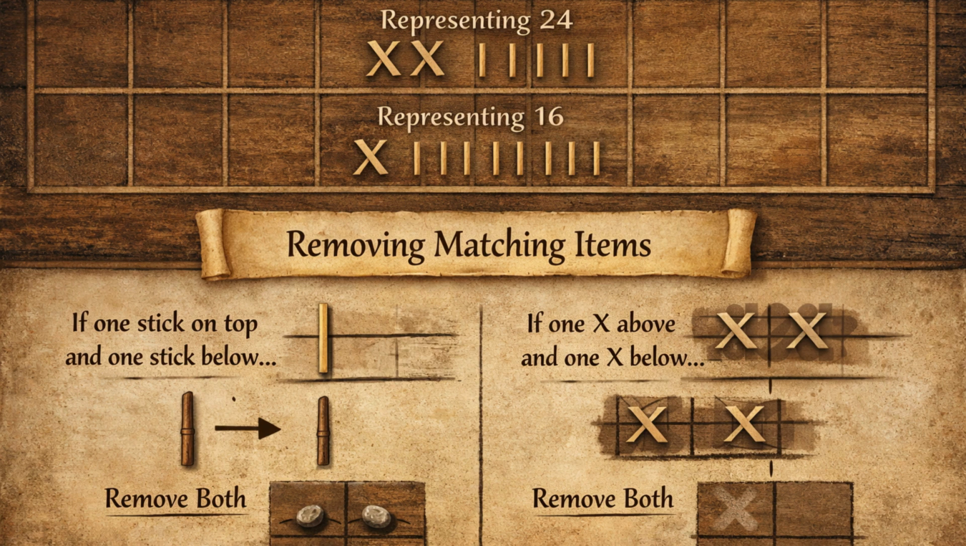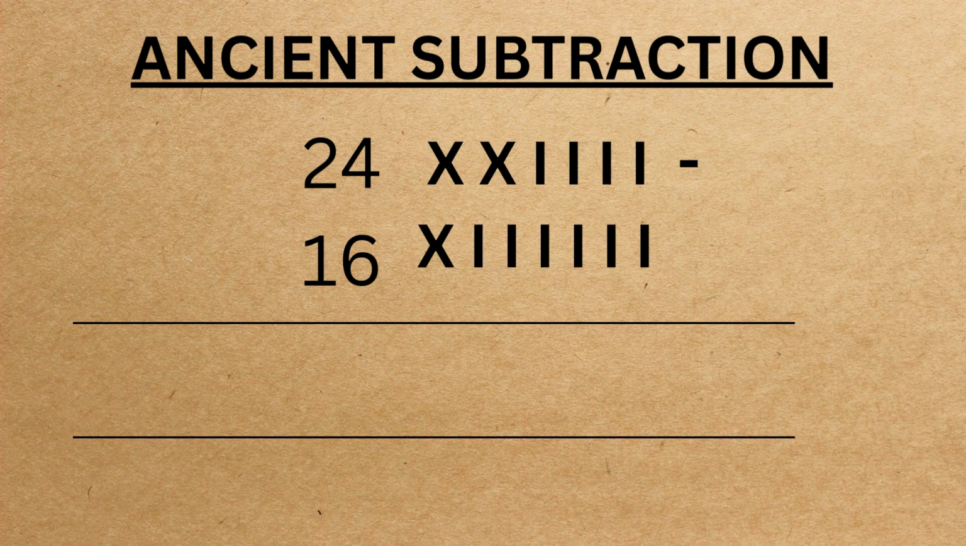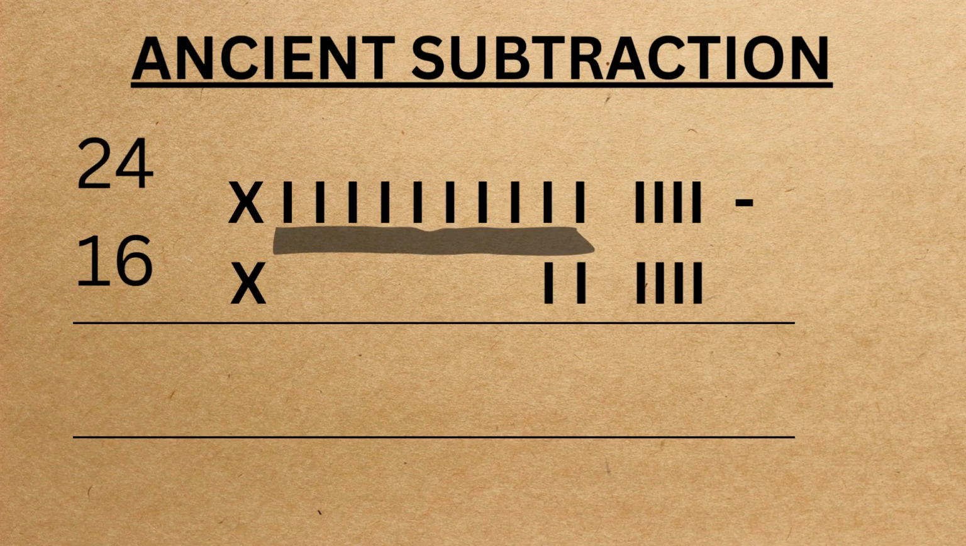Now a small problem appears. Look carefully. At the bottom we have 6 sticks. But at the top we have only 4 sticks. So what should we do? This is where their clever idea appears. They would break one X symbol, and remember X represents 10. So breaking it means turning that 10 into 10 sticks. Now those 10 sticks join the 4 sticks already there, right? So the top becomes 14 sticks.